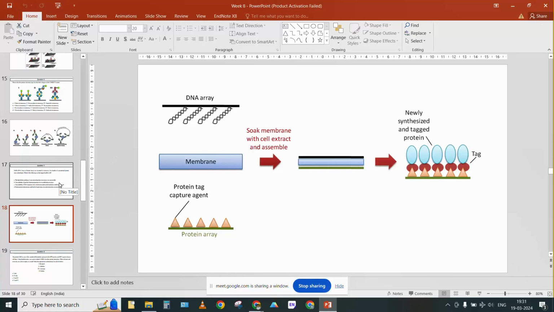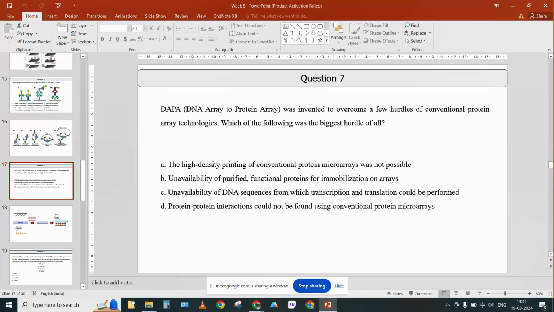According to the options given here, the first option is the high density printing of conventional protein microarrays was not possible. While high density printing could be a challenge in a conventional protein microarray, it's not the most significant hurdle addressed by DAPA. High density printing limitations can be overcome through advances in printing technologies and array fabrication methods.